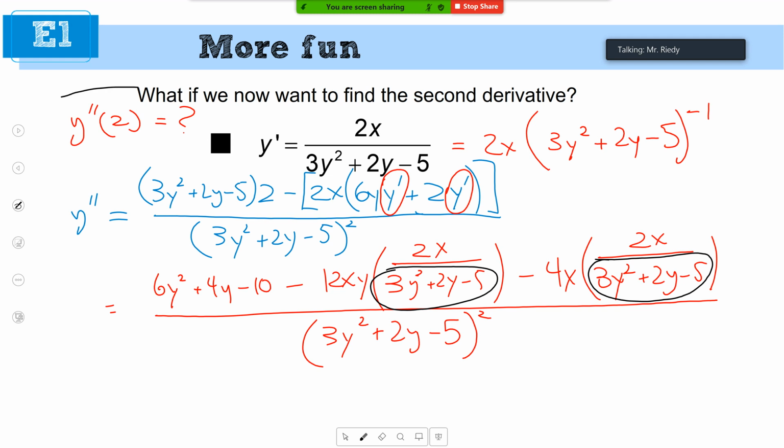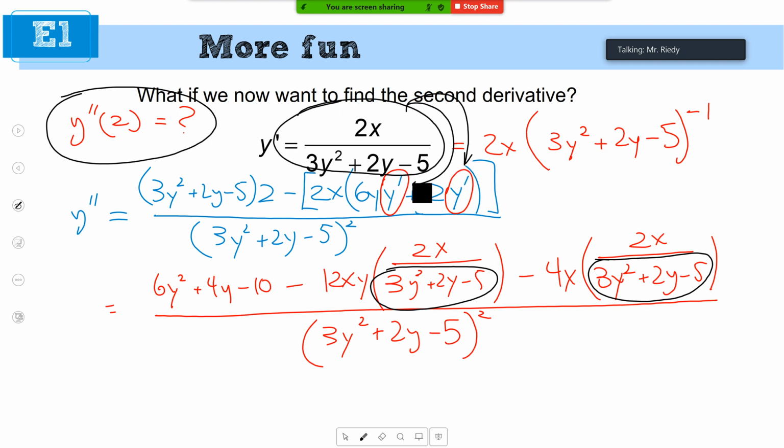More than likely, you would see something like this, where you would be asked to find a second derivative, but skip the whole simplifying thing. What I wanted you to realize mainly about this second derivative is this idea of taking this business and plugging it in for the y primes in the second derivative. Okay?